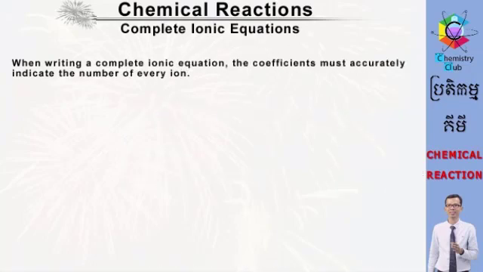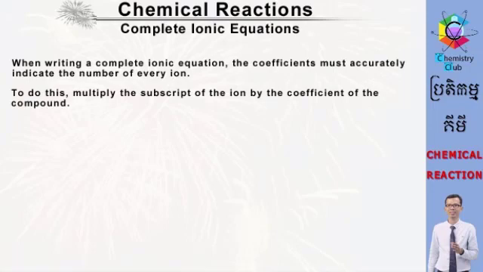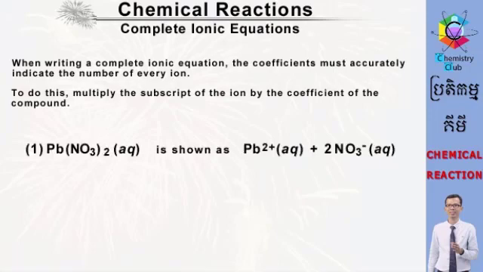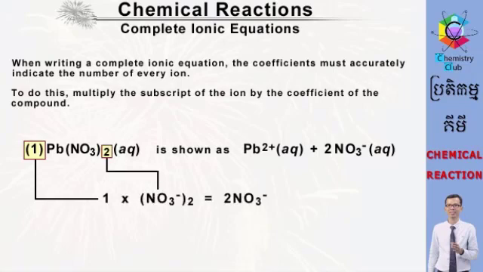When writing a complete ionic equation, make sure that you use the coefficients that accurately indicate the numbers of every ion involved. This can be done by multiplying the subscript of the ion by the coefficient of the substance from which it dissociated. For example, to determine the number of nitrate ions formed in solution by lead nitrate, multiply the coefficient of lead nitrate, which is 1, by the subscript of the nitrate ion, in this case 2. This yields 2 nitrate ions in the complete ionic equation.